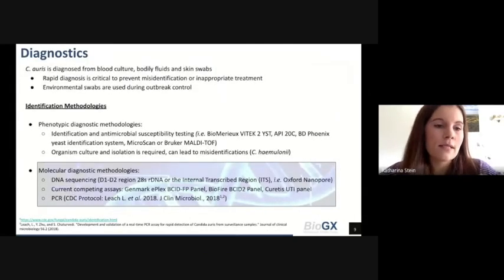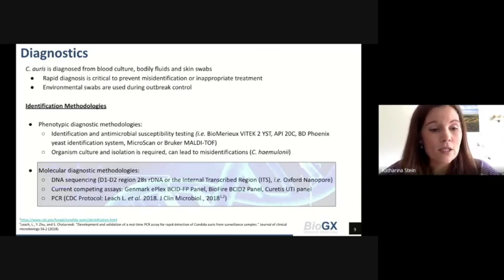Okay, so the diagnostics that are currently used. Candida auris can be diagnosed from blood culture samples, from bodily fluids, and from skin swabs. Of course, rapid diagnostics is important to prevent misidentification or inappropriate treatment. Unfortunately, Candida auris diagnosis is not really routinely performed in most labs, as they might not differentiate Candida on a species level. And environmental swabs can also be used, and they have proven very helpful during outbreak control and to check if your cleaning procedures are really working.